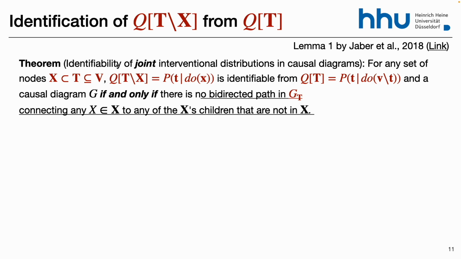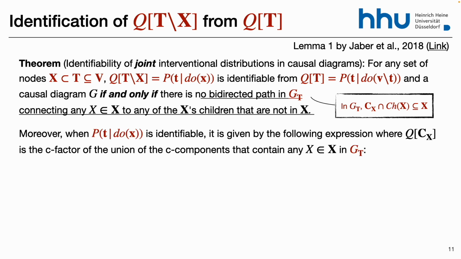Now QT minus X is going to be identifiable from QT using the same condition, but now in the graph GT. You need to remove everything that's not in T, so you get the graph only over T, and then apply the condition of the children in the graph GT. In GT, you check the C components of X and the children of X. If the intersection is contained in X, then you have the condition, and QT minus X is identifiable. Moreover, the expression is the same.